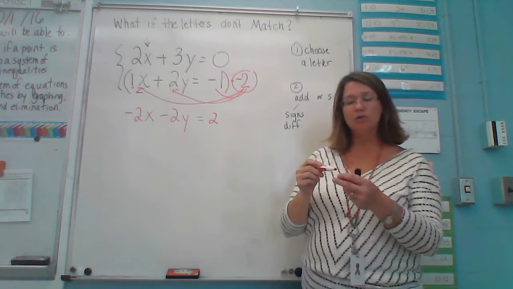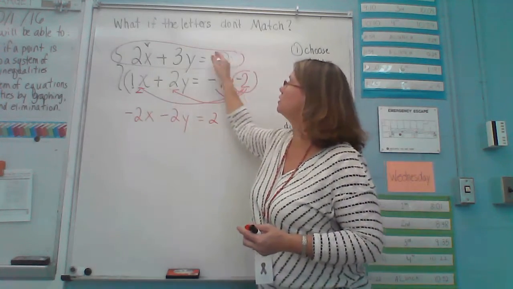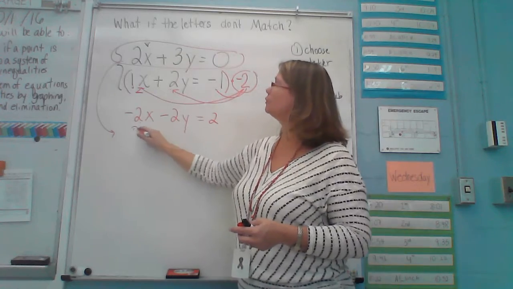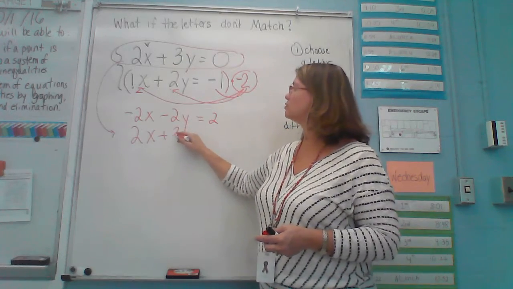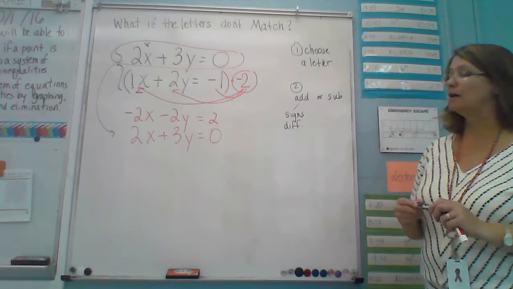Now, did we have to multiply anything to the top equation? Nope, this top equation is just going to come right down here and get rewritten. 2x plus 3y equals 0. And you are now ready to do step 2.